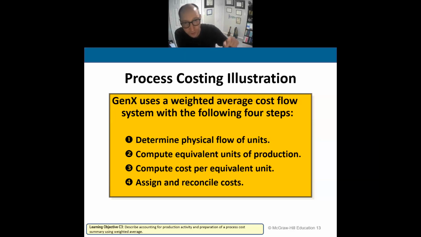Second step, compute the equivalent units of production using the formula. Third step, compute the cost per equivalent unit. What's the cost of an equivalent unit? And the fourth thing we do is assign and reconcile costs. All the factory overhead, all that junk.